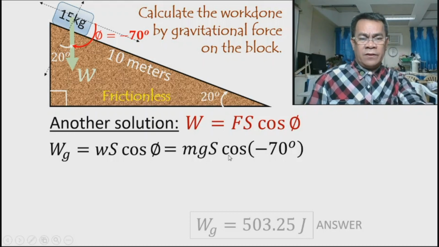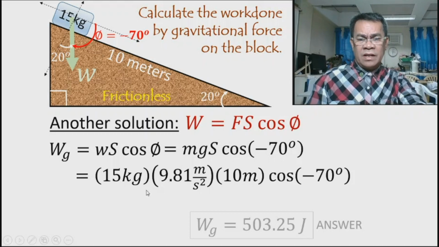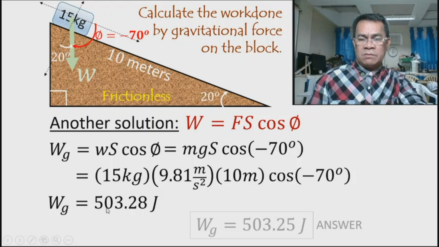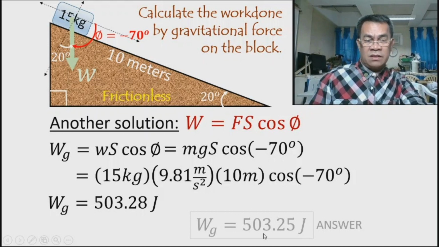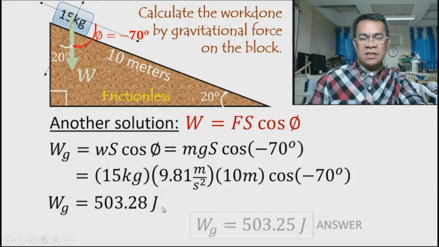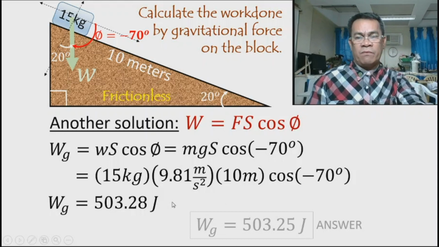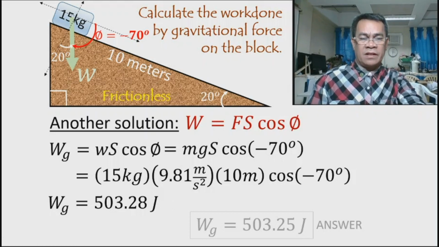So substitute the values: 10 kilograms for the mass, 9.8 for the gravitational acceleration, displacement is 10, and the cosine of negative 70. Using a calculator, the work done by gravity is 503.28 joules. Look at our previous answer. The difference is not significant. So we provided two methods of finding work done by gravity.